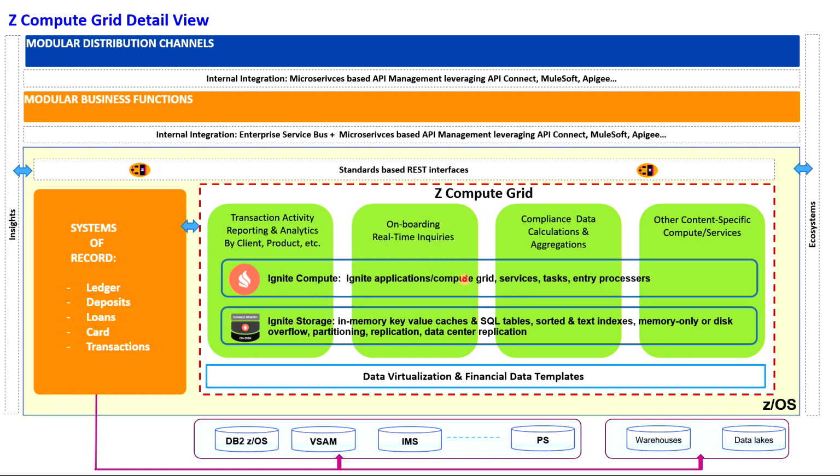And in this slide, you can see that, as an example, we might have one instance that's focused on transaction activity and analytics by client or product, another one that is focused on handling real-time inquiries and spiky workloads that you might want to offload from a system of record. The Ignite compute capabilities can span, of course, across all of that set of grid instances. We can have Ignite storage. We can also have in-memory capabilities and key value caches.